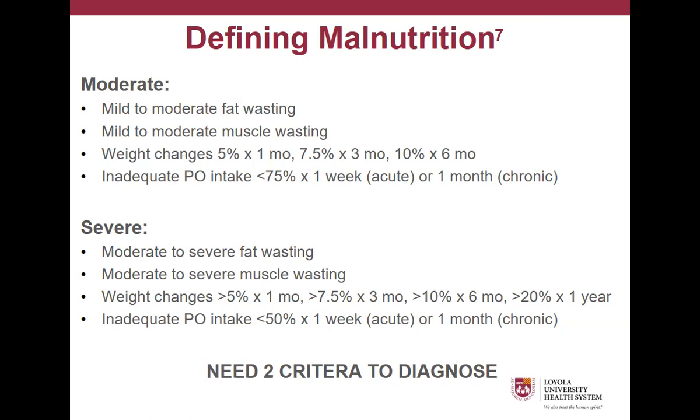And then these are the criteria that fall under those etiologies for malnutrition. As dietitians, if we're going to diagnose someone with malnutrition, we have to have at least 2 of these criteria to diagnose the severity of that malnutrition. Currently, mild malnutrition is not recognized as a diagnosis in the adult population. It is used in the pediatric population.